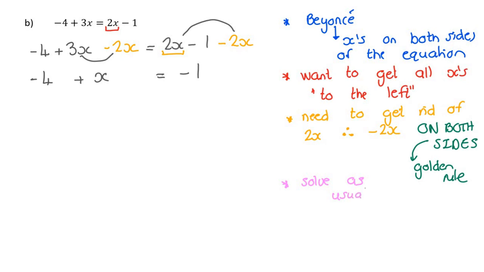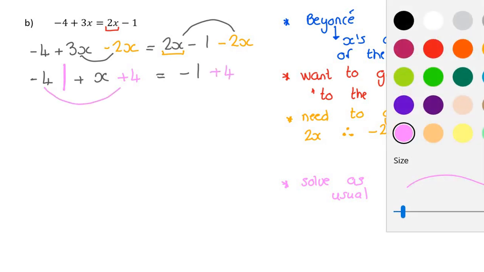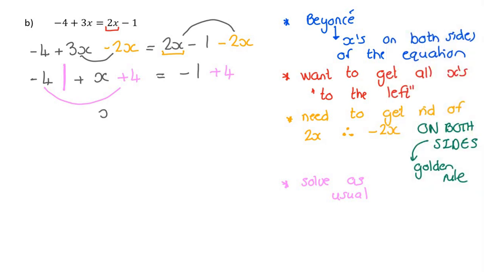Now this particular one is a little bit meaner in that it has the minus 4 first and then the x. Now that's not a problem. I still need to get rid of subtracting 4, which means I'm going to add 4 to both sides because then those will disappear. And so finally I'll get x by itself, and negative 1 plus 4 is 3.